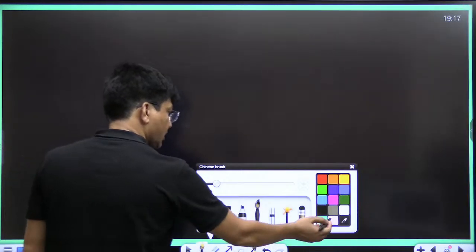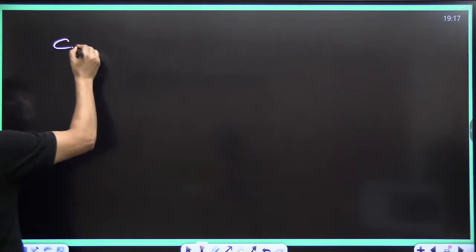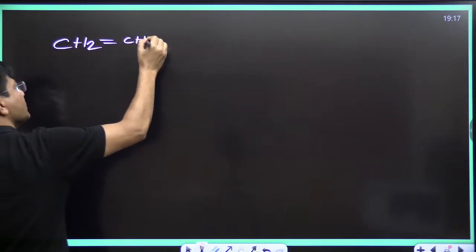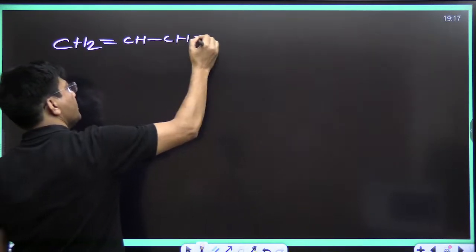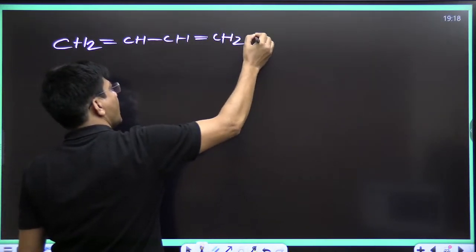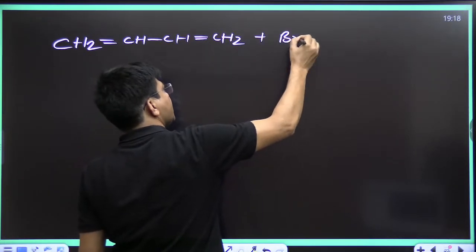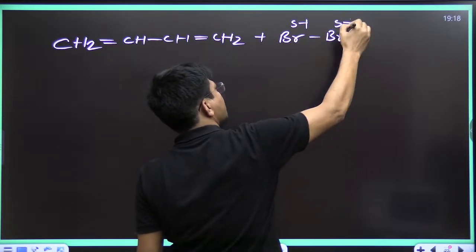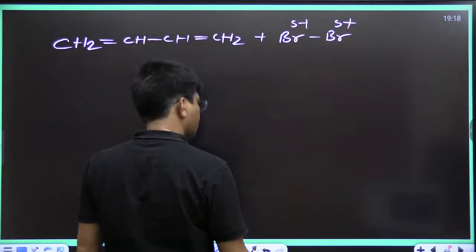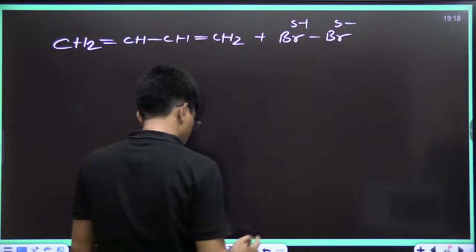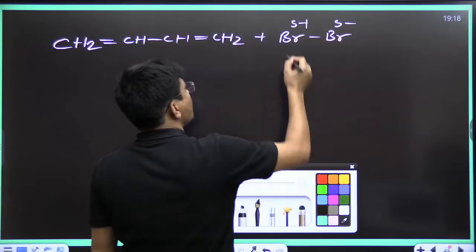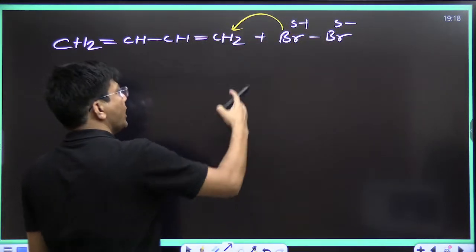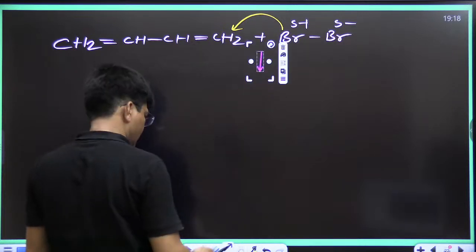This was the question, and from here we have started. CH2 double bond CH, CH double bond CH2, and the Br delta positive and Br delta negative. Now this Br delta positive will attack, suppose, on this carbon. Now let's see what we are going to get. We will get a compound like this.